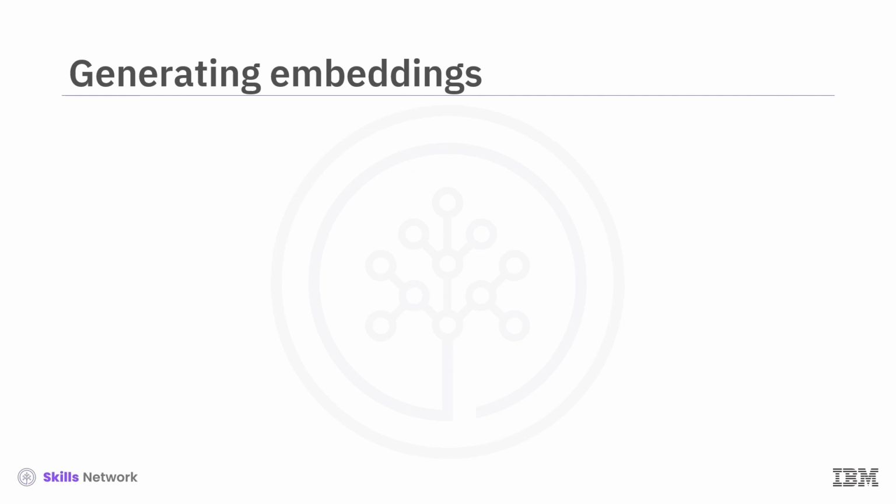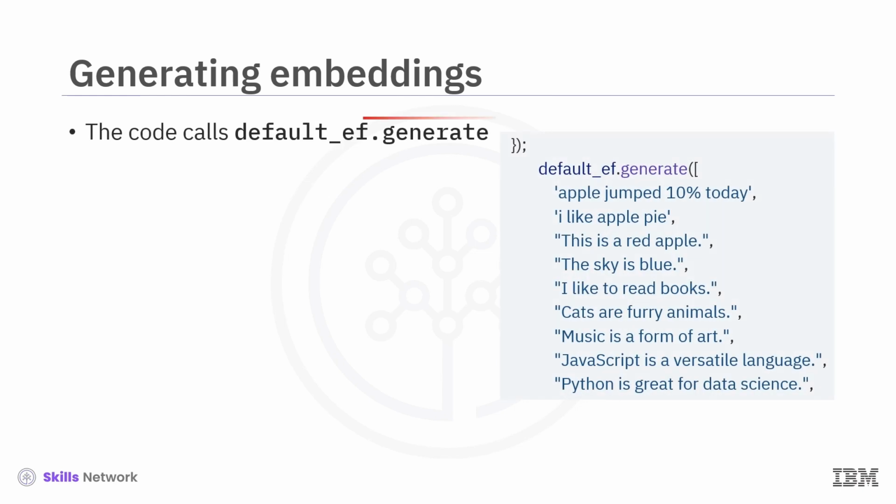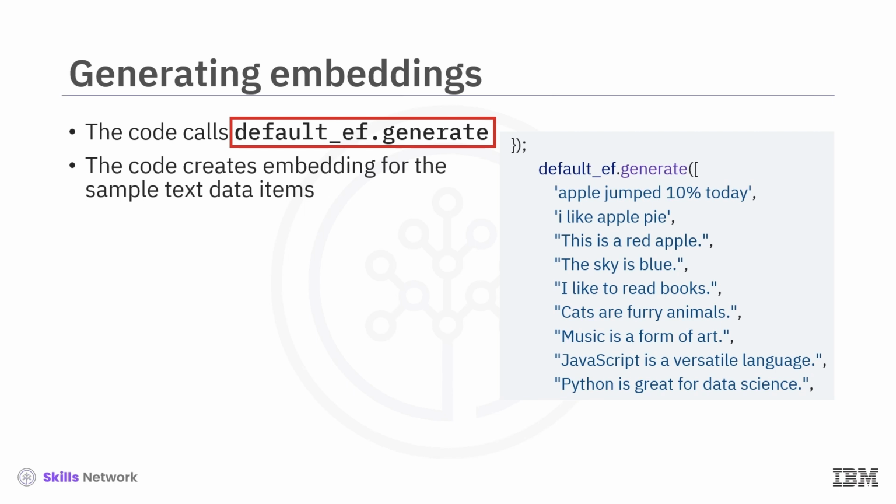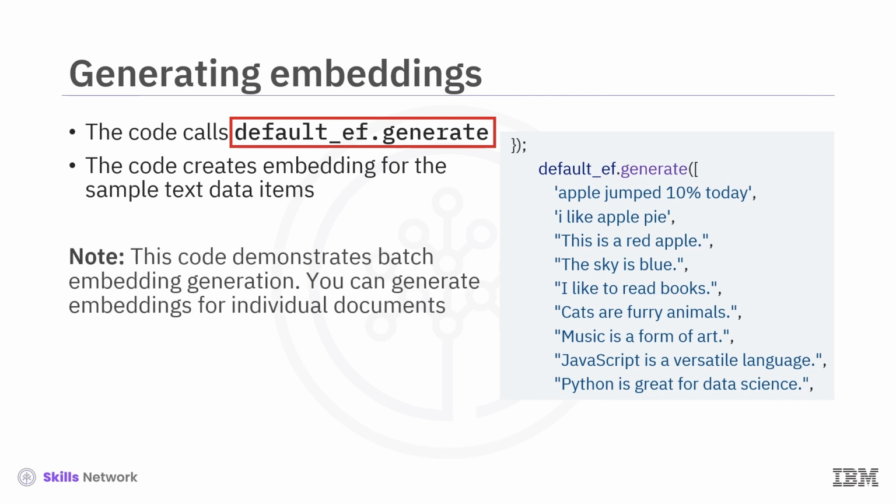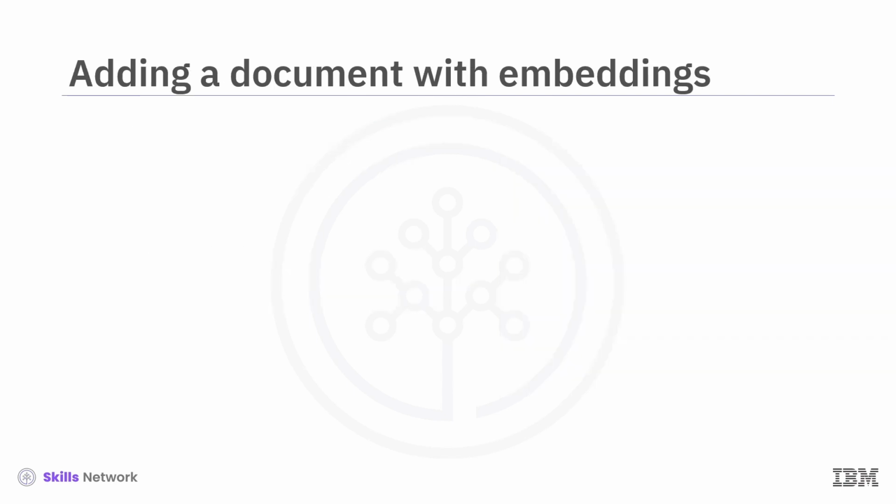And now, with your collection created, this code can generate embeddings. The code calls default_EF.generate to create embeddings for a list of sample data items, which in this case are text strings. Note that this code demonstrates batch embedding generation, but you can also generate embeddings for individual documents. You might find that you can add a document with embeddings using the following method.